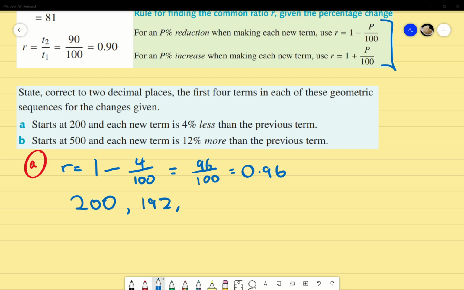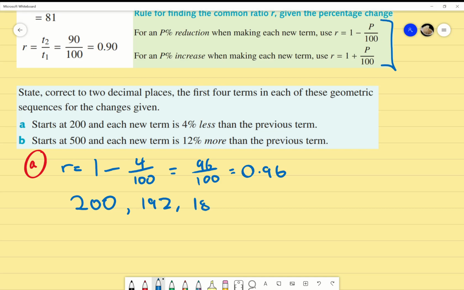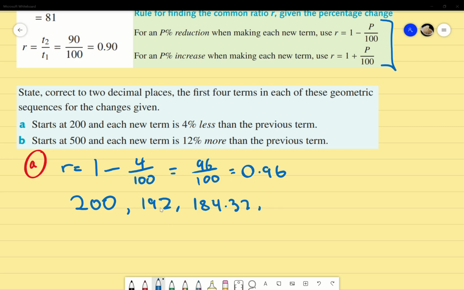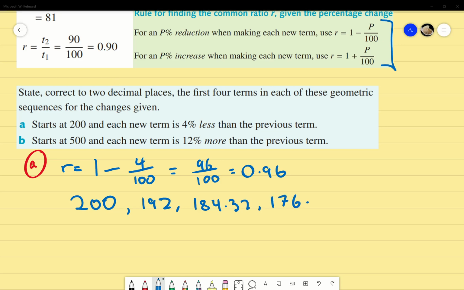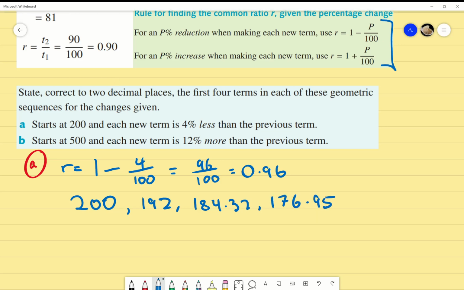Hit enter again. My next term is, and do I want to write it in the fraction form? No, because I need it to be in good decimals, 2 correct decimal places. So I select this answer here, and then I just press the top button there, 184.32. And then finally, oh, that's a very gross answer, 176.95, rounded to 2 decimal places, remember.